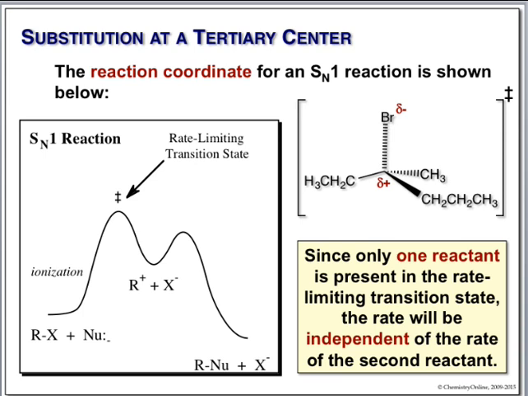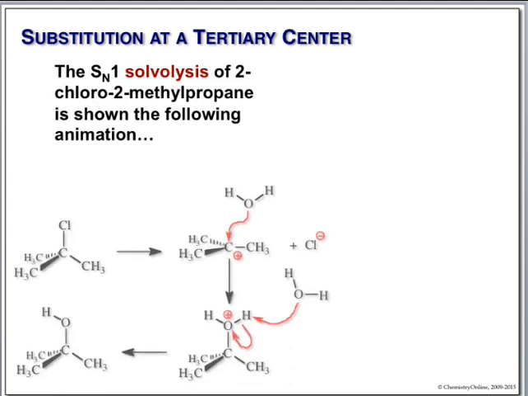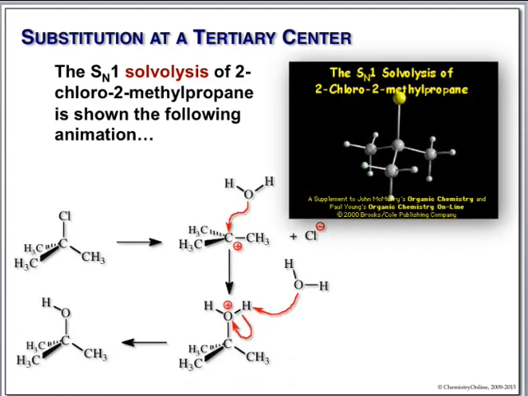Let's go ahead and look at a movie. It shows the same thing. Hopefully. Here we're going to have a tertiary alkyl halide. What's going to happen is that in our slow step, we're going to form the carbocation. This is solvolysis, so water is going to be our nucleophile. This guy will lose a proton quickly to get the alcohol. You actually did this reaction.